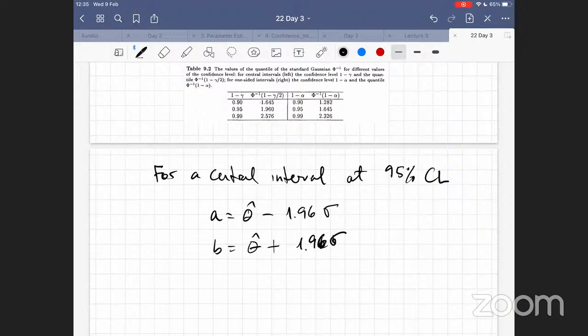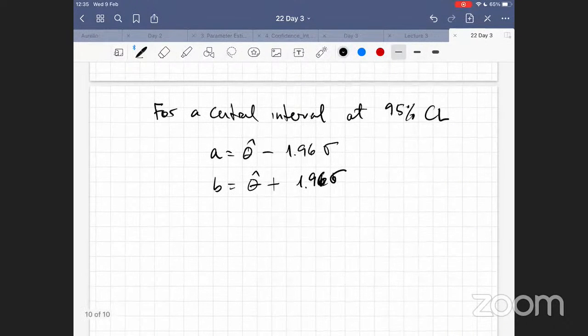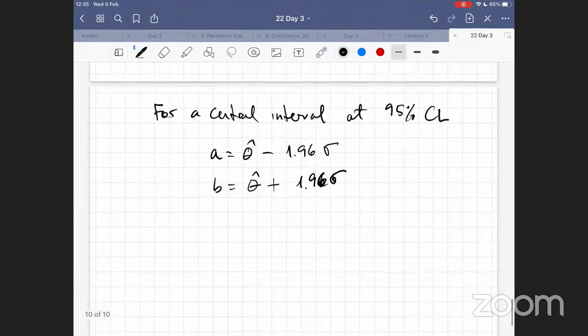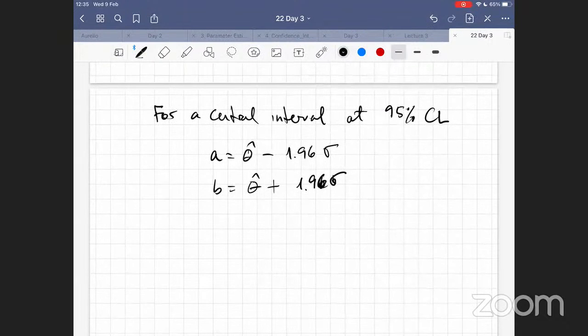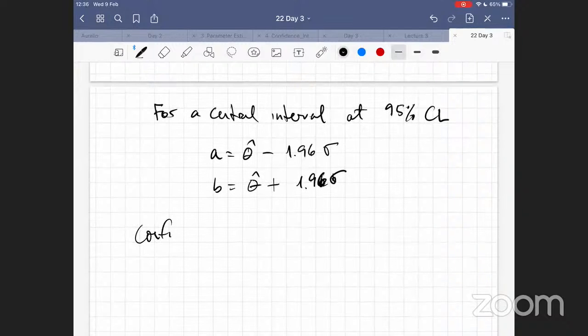Are there any questions so far? Okay, so let us go to another topic. We have discussed the Neyman procedure, which is the most classical statistics that you can find. So let us discuss other typical techniques for computing confidence intervals. I am now discussing confidence intervals using the likelihood.